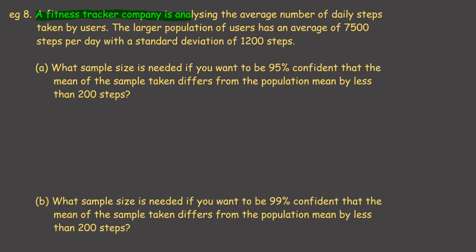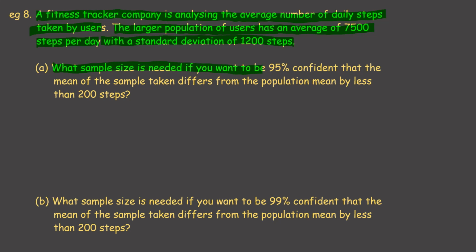A fitness tracker company is analysing the average number of daily steps taken by users. The larger population of users has an average of 7,500 steps per day, with a standard deviation of 1,200 steps. What sample size is needed if you want to be 95% confident that the mean of the samples taken differs from the population mean by less than 200 steps? And while we're at it, part B is just going to be a 99% confidence interval using the same stuff.